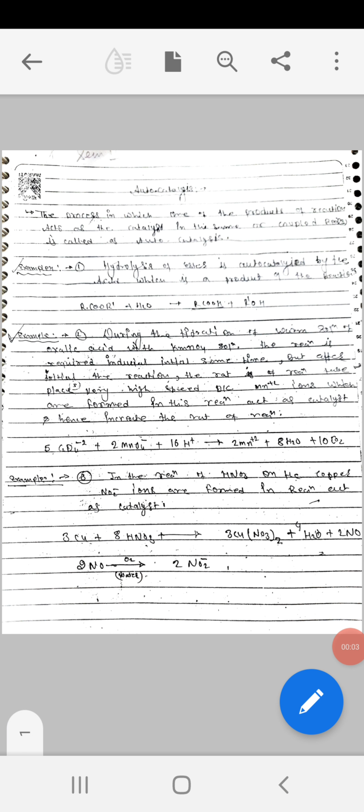Hello, good morning, students. Today I am going to start the second part of the unit, semester 3, which is our atmospheric reactions, and in this we are going to study first of all autocatalysis or autocatalyzed reactions. The process in which one of the products of a reaction acts as the catalyst in the same or a coupled reaction is called an autocatalysis reaction.